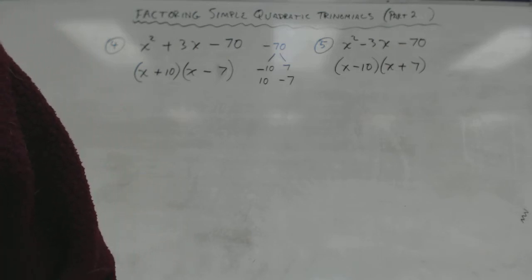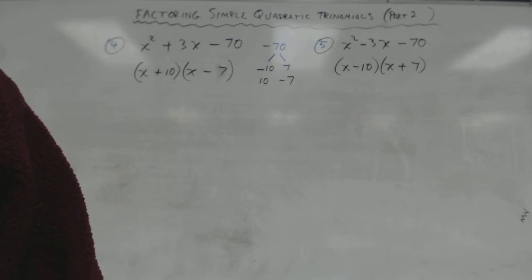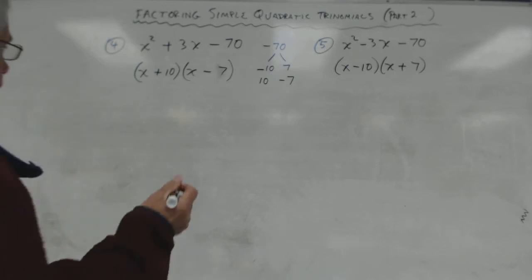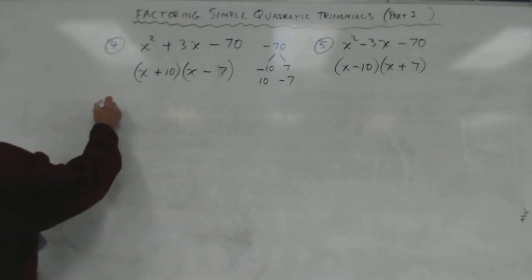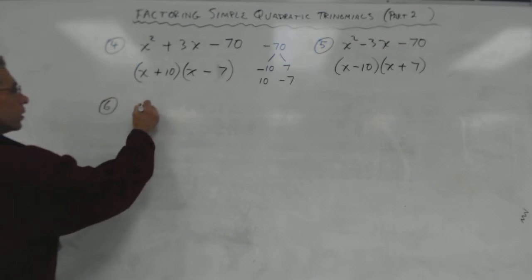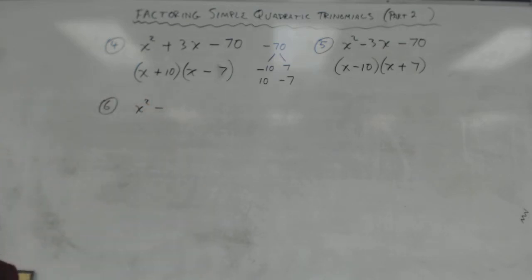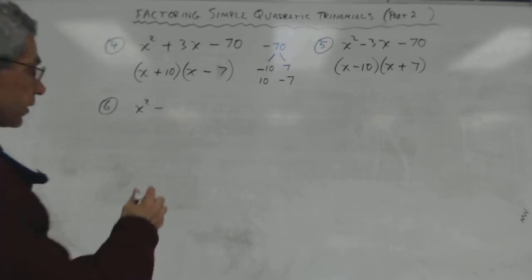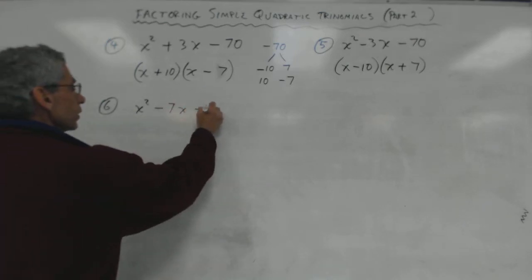Okay, but let's try this one. Okay, m squared, no, we'll do x. x squared minus 7x minus 120. Okay, x squared minus, I forget it already. 7x minus 120.